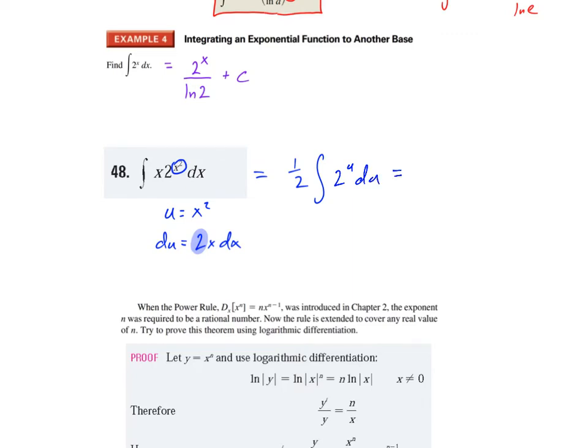And then we follow the formula from directly above. We've got an extra factor of 1/2, so I'm going to write that out there. But then it is 2 to the u over ln of 2 plus c. And then we can put our x squared back in place. We've got 1 over 2 times 2 to the x squared over ln of 2 plus c. If you want, you can put that 2 down there in front of the ln of 2. That's fine, but this is good enough also. All right, let's keep rolling.